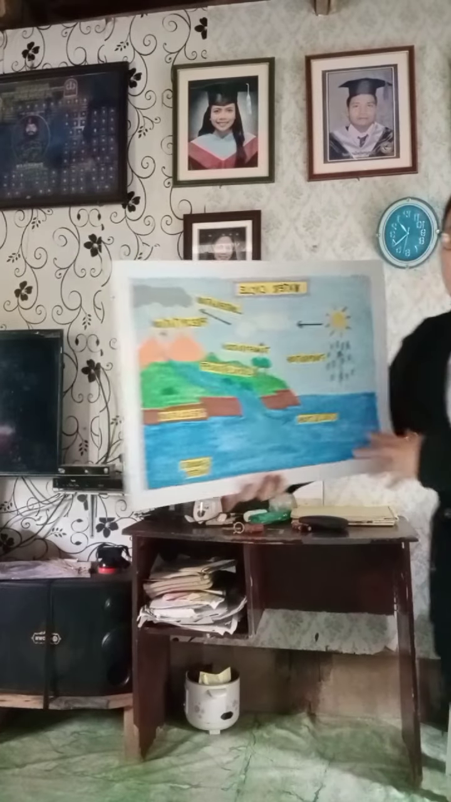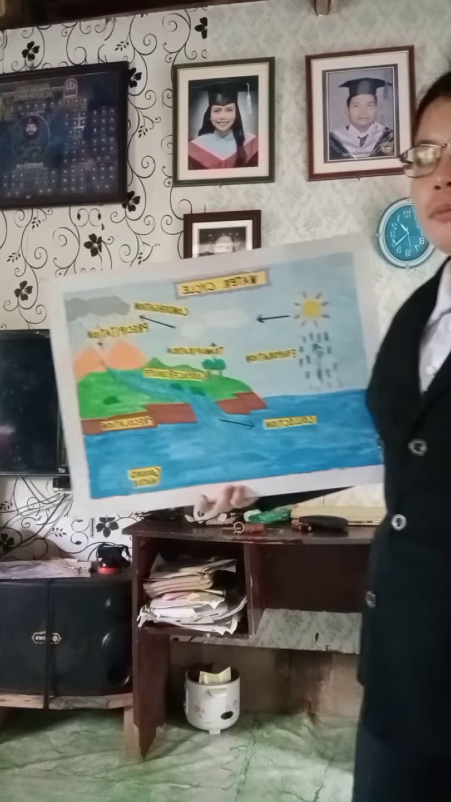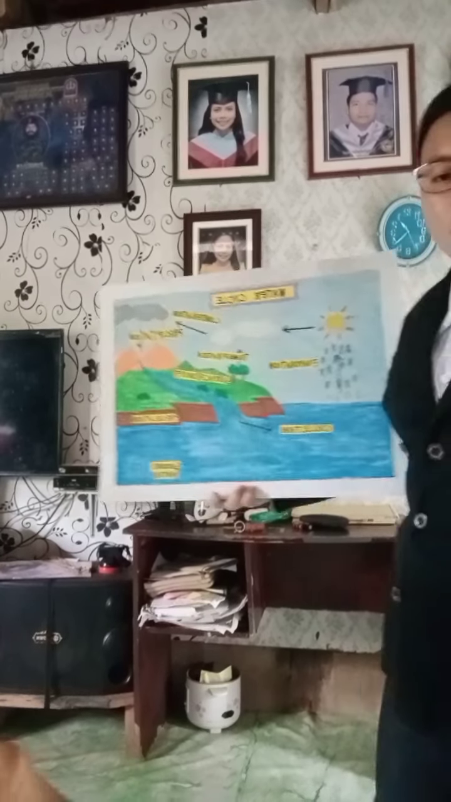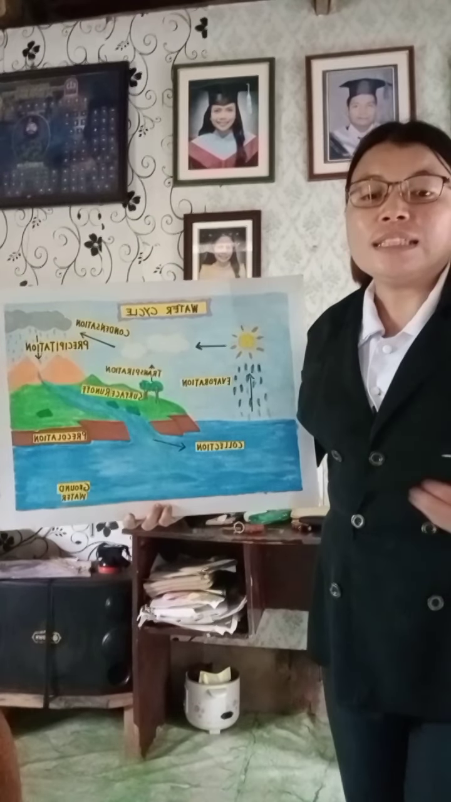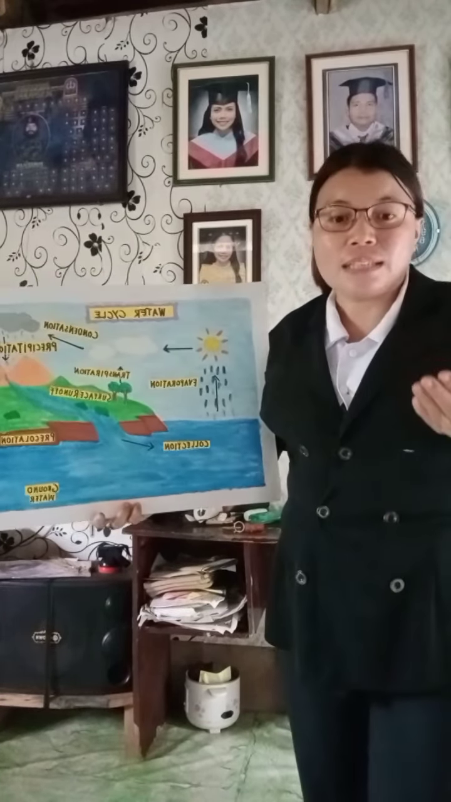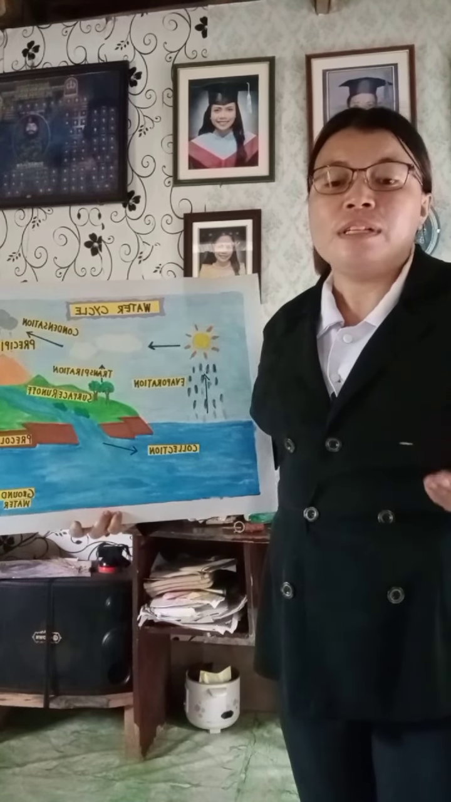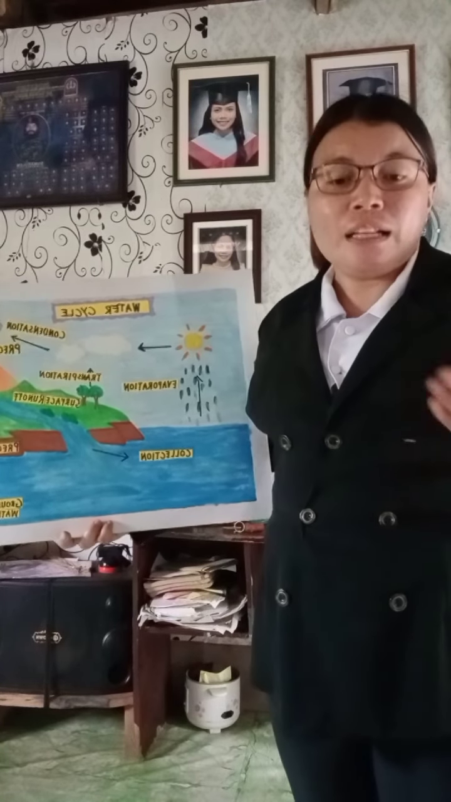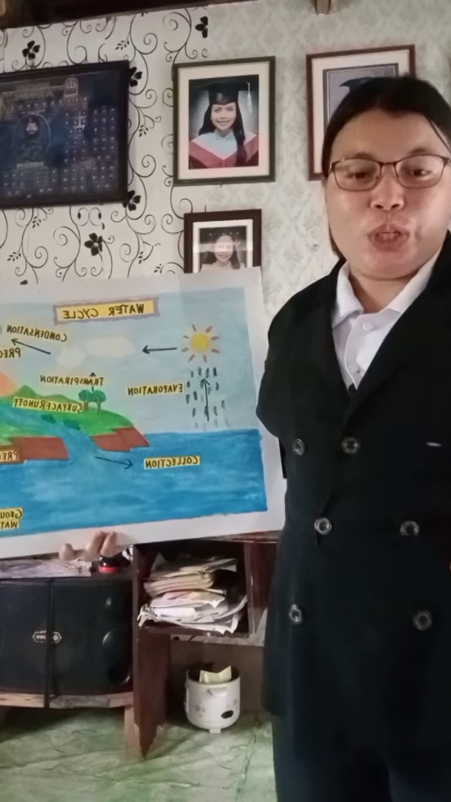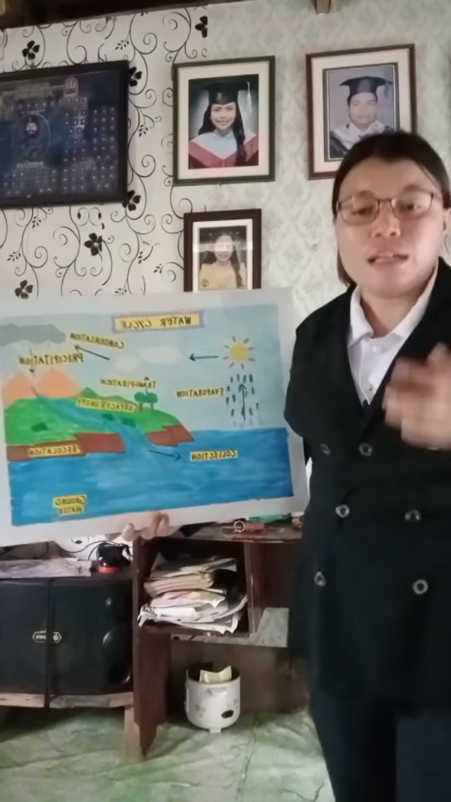So first, I want to ask, what is the water cycle? The water cycle, class, is water constantly being cycled between the atmosphere, the ocean, and the land. This cycling is a very important process that helps sustain life on Earth. So, water is very important to us.